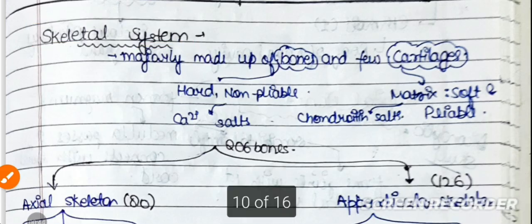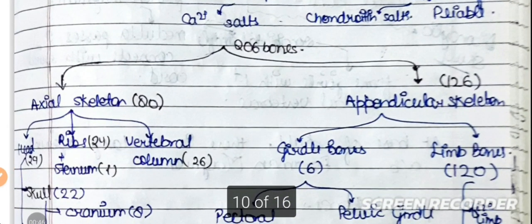Okay, so the next topic we talk about is how many bones are present in the human body. Everyone knows that there are 206 bones present in the adult human body, whereas we are not talking about the young ones or the embryo. We are talking about the adults. So there are 206 bones in an adult human.